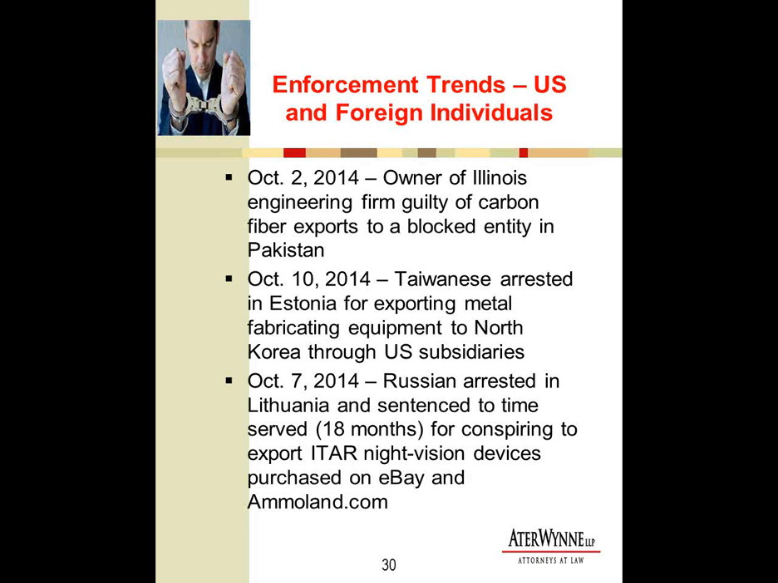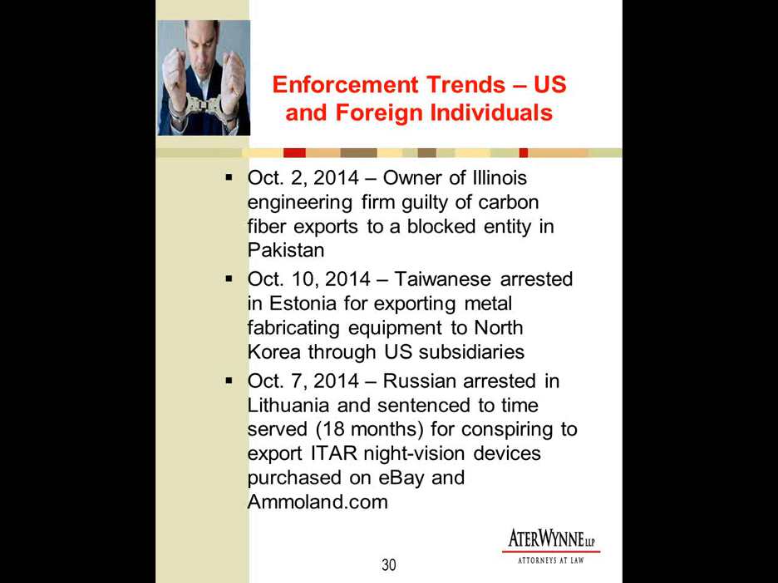One enforcement trend that I'd really like to stress today is the fact that the Office of Export Enforcement for BIS, the Office of Compliance for DDTC, U.S. Customs, and ICE, all four organizations have focused very heavily in recent years on enforcement action against U.S. and foreign individuals.